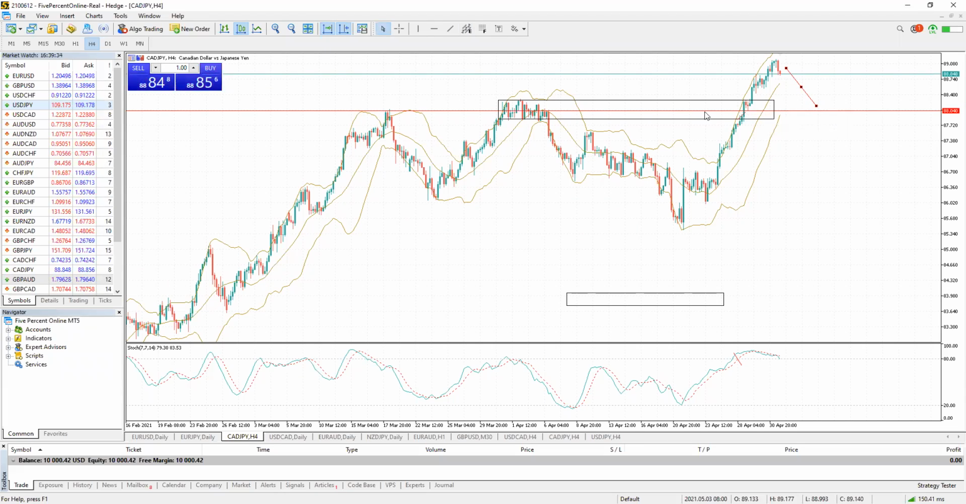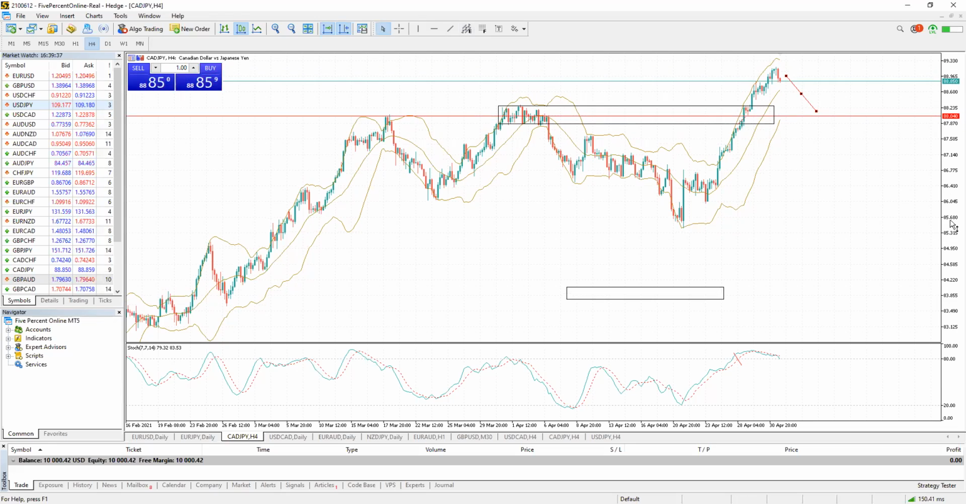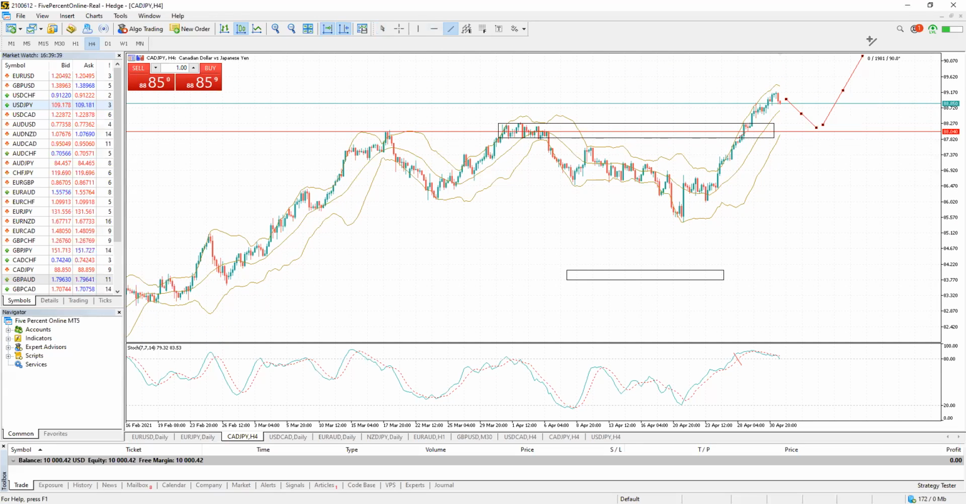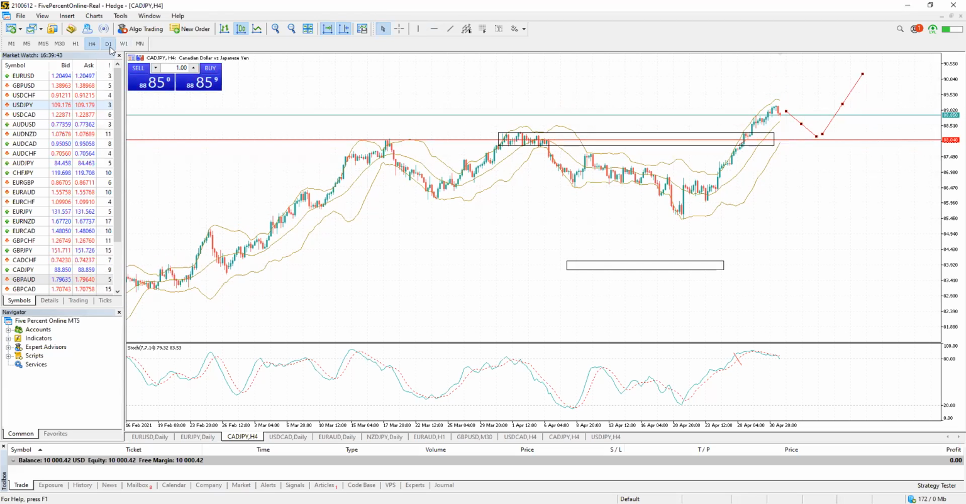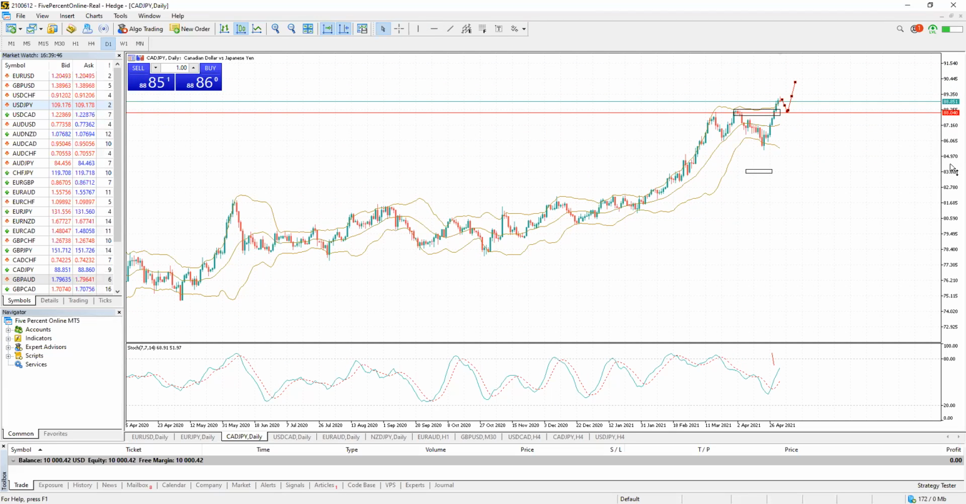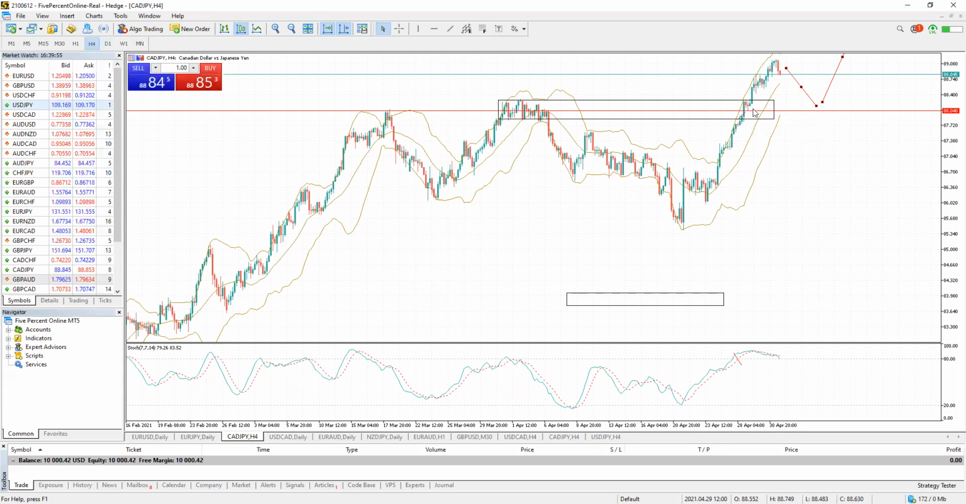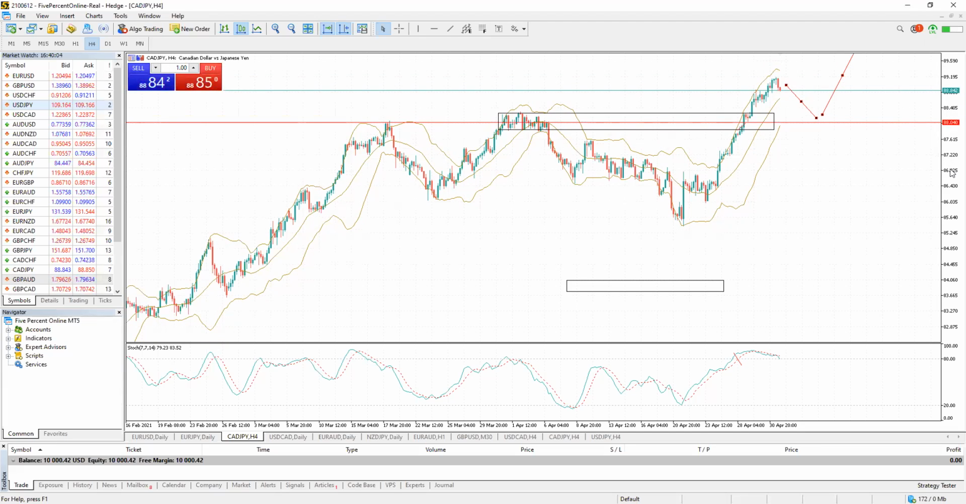to this 88 level, and then we can expect even higher. That's what we can expect on the CAD JPY. So before thinking of this kind of setup, we'll have to see how the price reacts at these levels. Actually, looking for a buy just here is dangerous because we are at the highest point. So we want to wait for a retracement into this rectangle, and then we can take a buy.